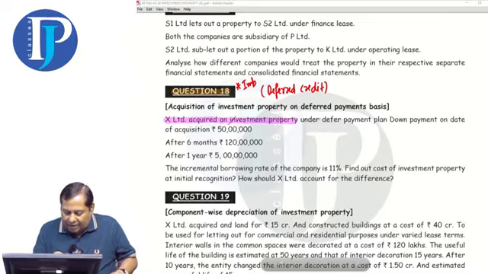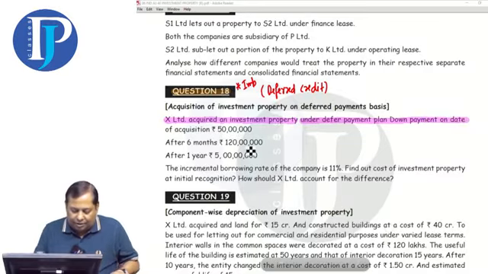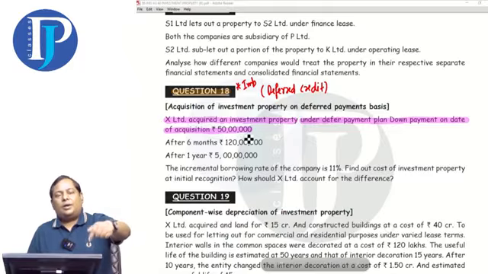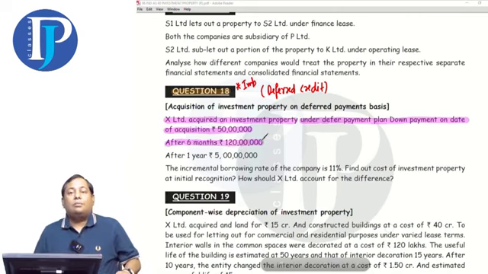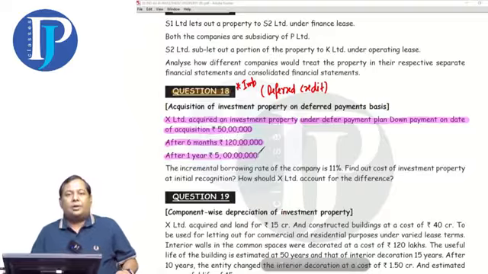So let's read this. X Limited acquired an investment property under a deferred payment plan. The down payment on the date of acquisition is 50 lakhs. PV factor 1 will be applied to down payment, because today 1 rupee is worth 1 rupee, there is no interest on it. After 6 months, 1 crore 20 lakh rupees. After 1 year, it's 5 crore rupees.